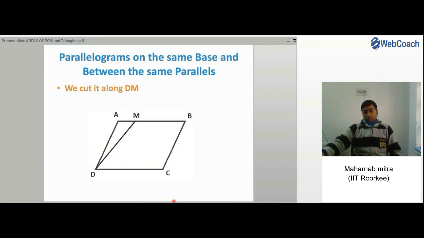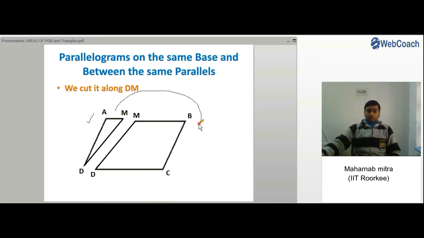So what we do, we draw MD. M can be any point on the side AB, right? Then we cut along DM. You have seen that we have cut along DM and put that part aside, right? Now what we do, we bring this part this side.